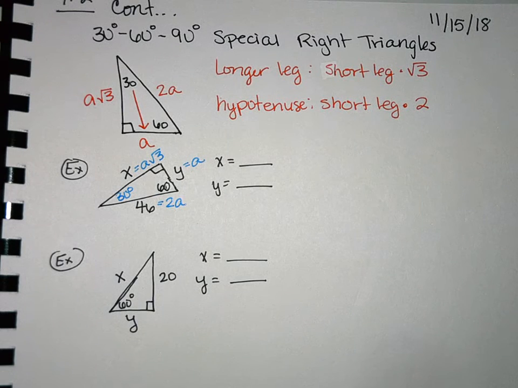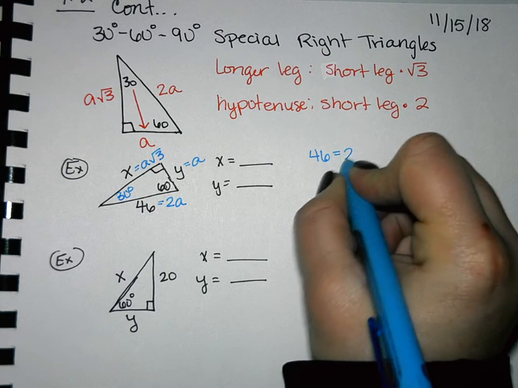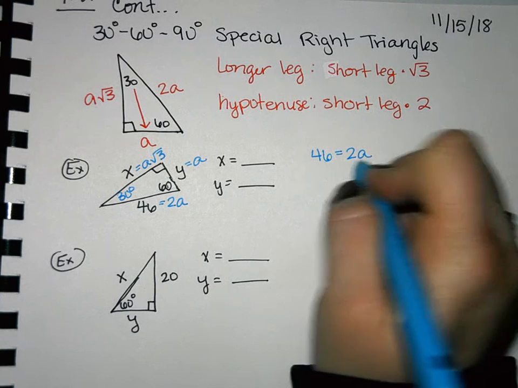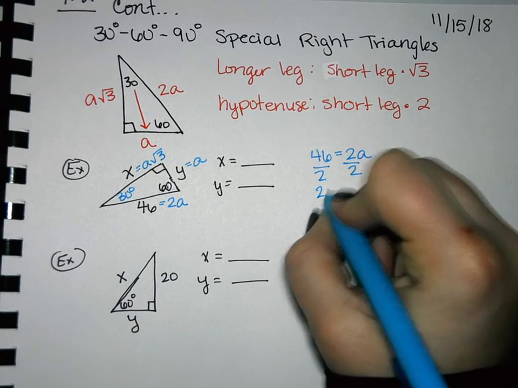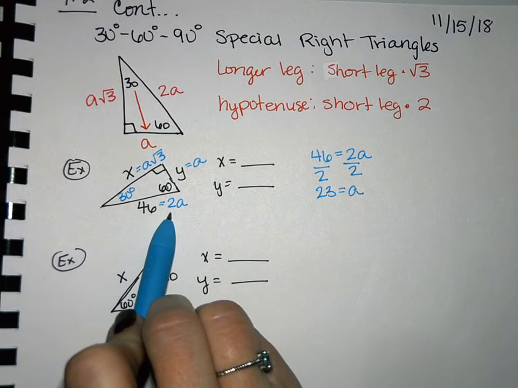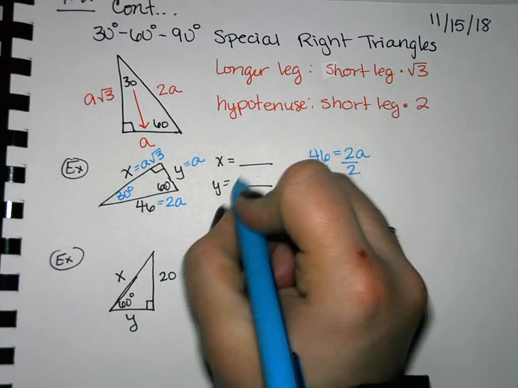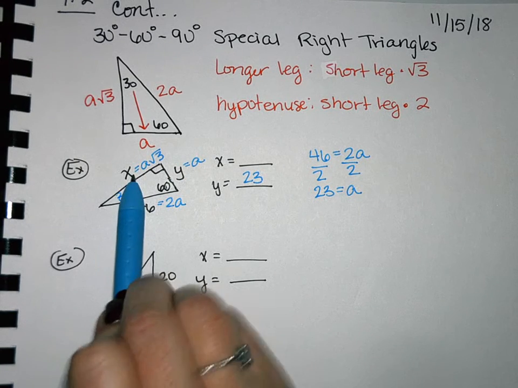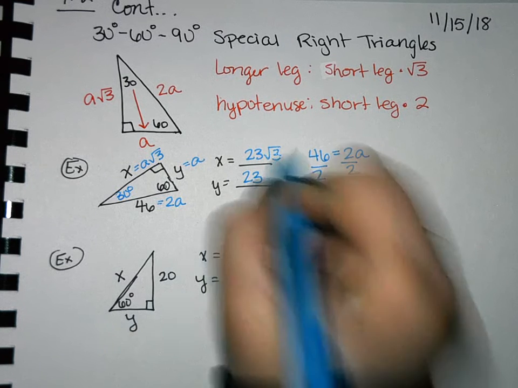So the side that I know is the 46. I know that has to equal 2A. So that means we have to solve for A. Divide both sides by 2. I get A is 23. So if A is 23, what does that tell me, X or Y? That Y is 23. And then how does that help me find X? It's 23 root 3. And there's your answer.